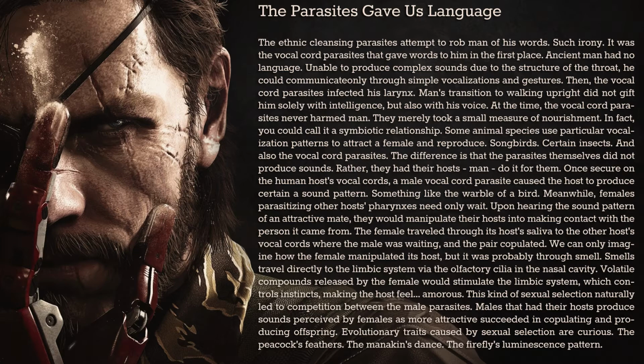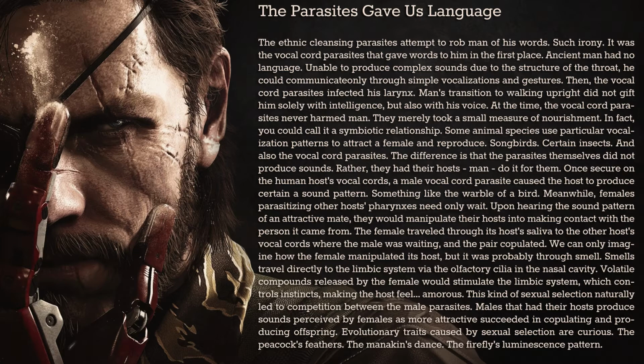At the time, the vocal cord parasites never harmed man. They merely took a small measure of nourishment. In fact, you could call it a symbiotic relationship. Some animal species use particular vocalization patterns to attract a female and reproduce. Songbirds, certain insects, and also the vocal cord parasites. The difference is that the parasites themselves did not produce sounds. Rather, they had their hosts, man, do it for them.